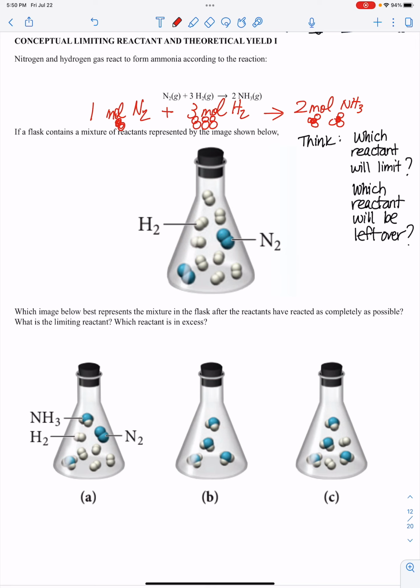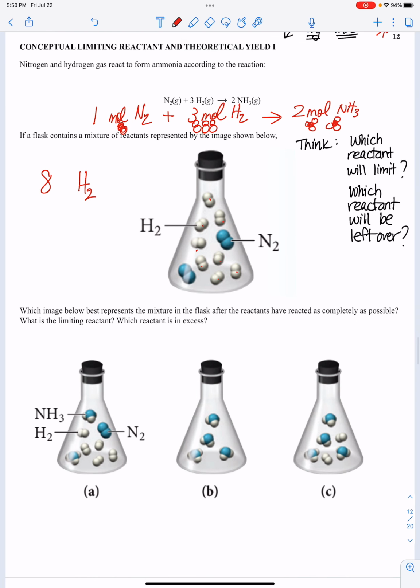If a flask contains a mixture of reactants represented by the image below, so it looks like I have 1, 2, 3, 4, 5, 6, 7, it looks like I have 8 H2. We can consider each of these a mole. So I have 8 H2 molecules, which we could say, all right, let's say I have 8 moles of H2. And then I have 1, 2, N2. I have 2 N2 molecules. Let's just say I have 2 moles of N2.